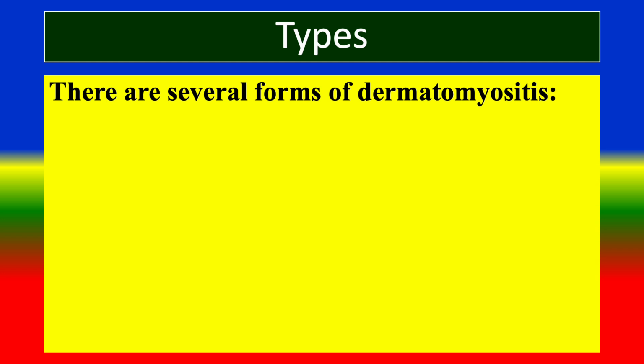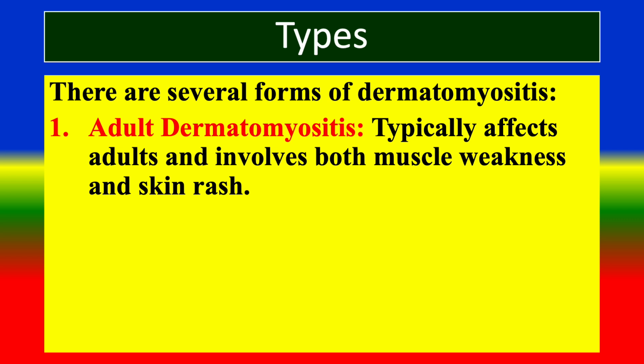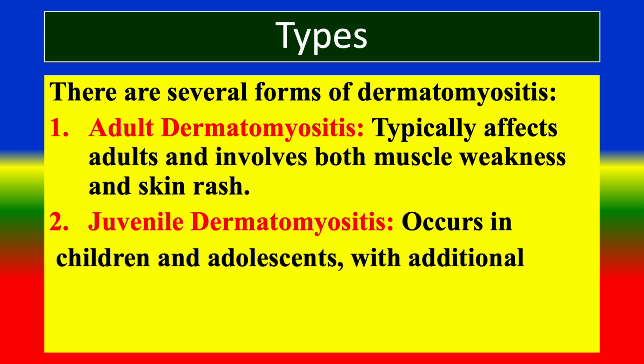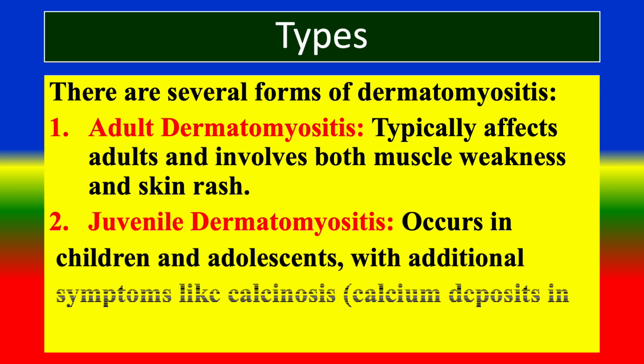Types. There are several forms of dermatomyositis. 1. Adult dermatomyositis typically affects adults and involves both muscle weakness and skin rash. 2. Juvenile dermatomyositis occurs in children and adolescents, with additional symptoms like calcium deposits in the skin, calcinosis.